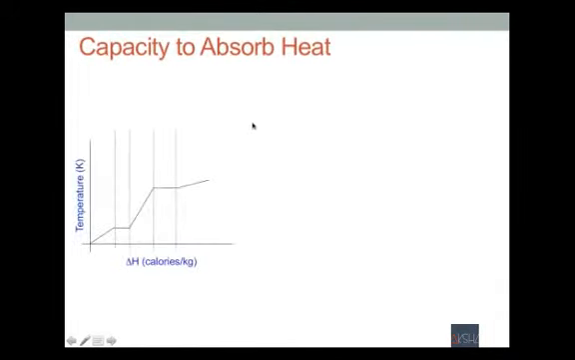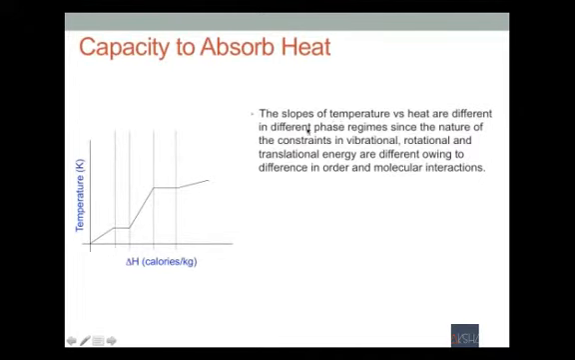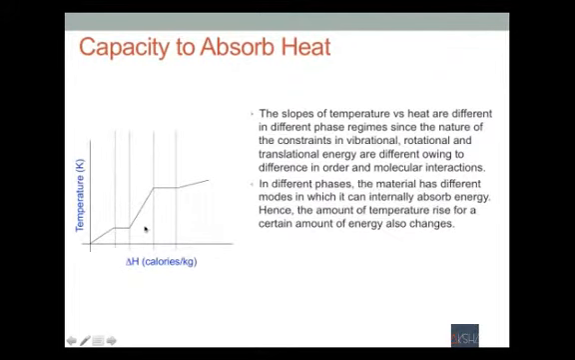So depending on the molecular structure, the molecules have different capacity to absorb heat. And this capacity to absorb heat is shown by the slope of this line. The slopes of temperature versus heat are different in different regimes of the phase. The slope is different here than it is here. This is because the nature of constraints in vibrational, rotational, and translational energy are different. So the modes of energy in which they can absorb heat are different. Hence, the amount of temperature rise for a certain amount of energy given to the system also changes.